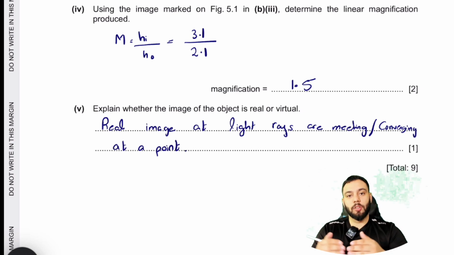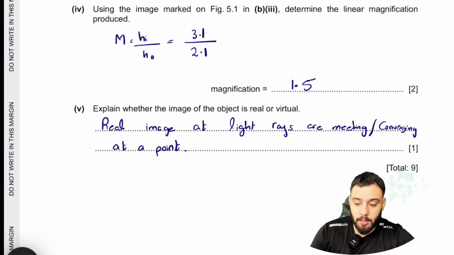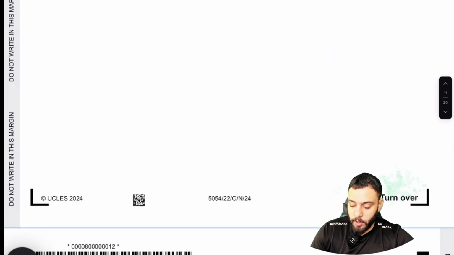So if light rays meet or converge at a point, then the image is always a real image. That's it for question number 5. So moving on to question number 6.